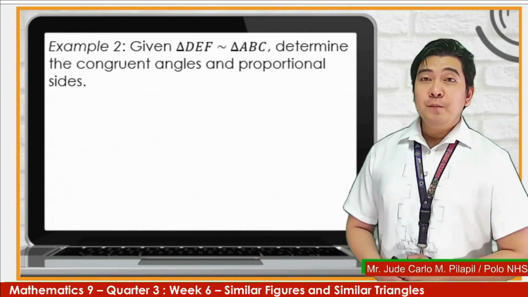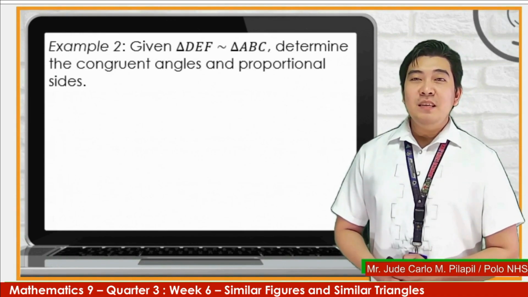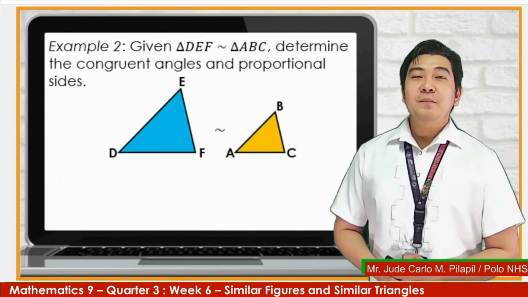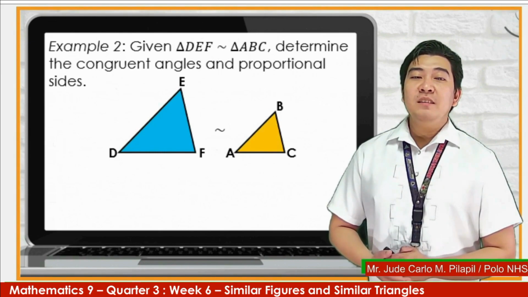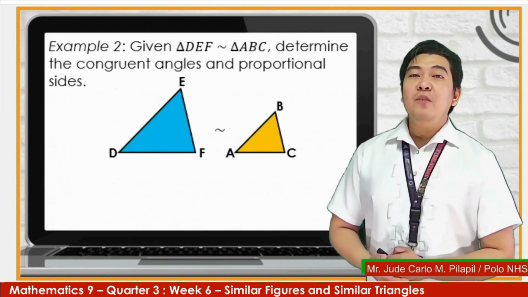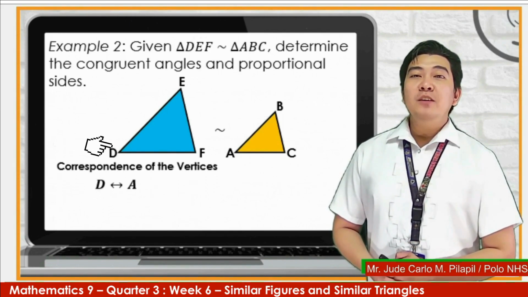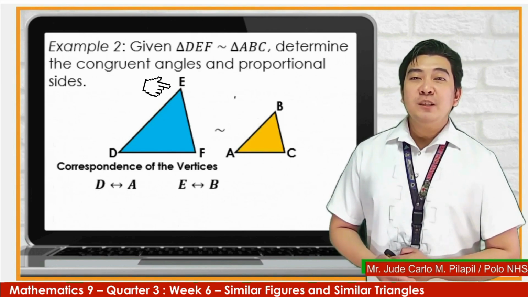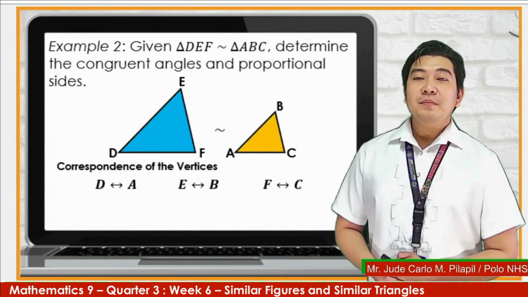Example number 2. Given triangle DEF is similar to triangle ABC, determine the congruent angles and proportional sides. In order for us to determine the congruent angles and proportional sides, let us make sure of the correspondence or pairing of the vertices. Vertex D corresponds to vertex A, vertex E corresponds to vertex B, and vertex F corresponds to vertex C.